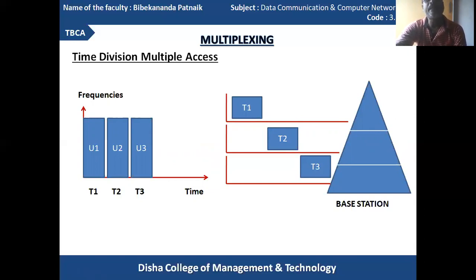While user 1 is communicating and using the channel bandwidth over the base station, the time slot given to user 2 is not utilized. Similarly, user 3 may not access the time slots T1 and T2. These two are left blank. So using the base station, three users can use their own time slots, and the rest of the time slots provided are not utilized by the other users.